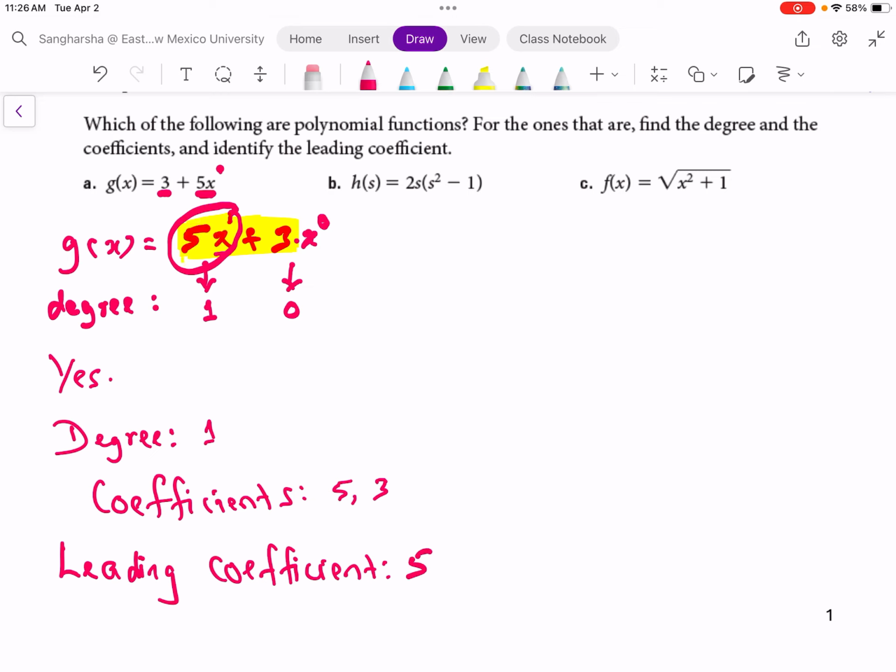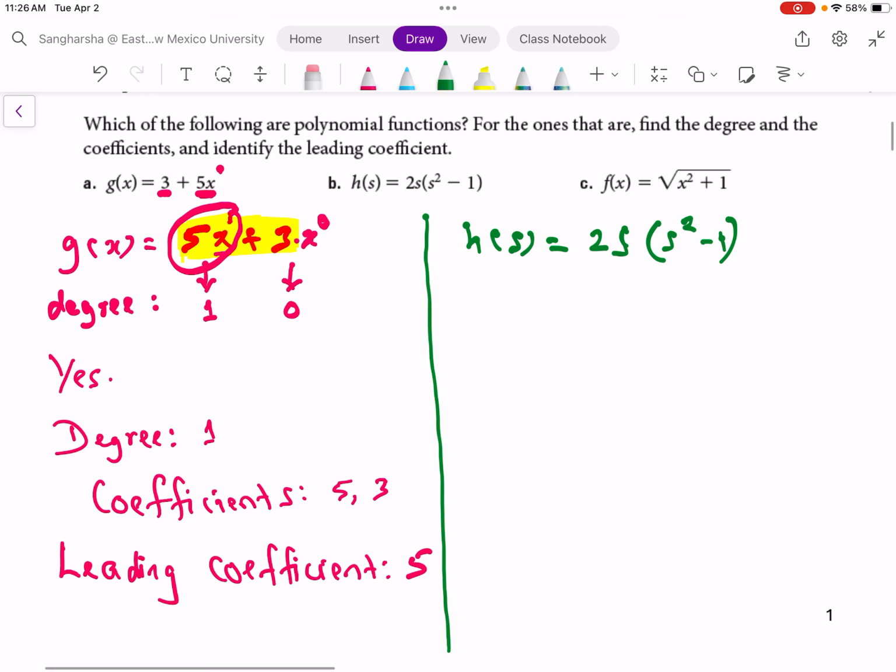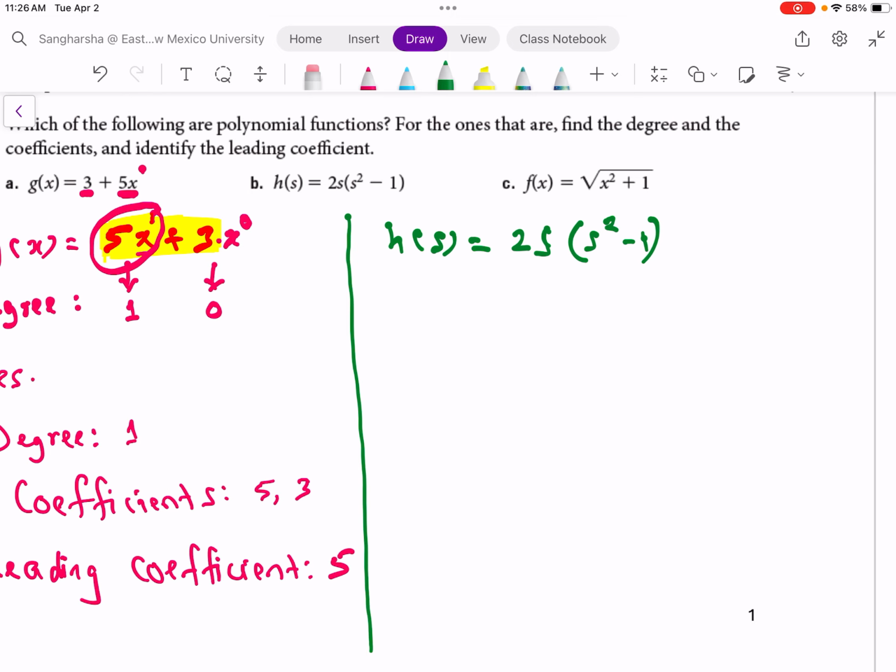Now similarly, let's go to the next function, number b. Let's rewrite this at first. We have h of s equals 2s times s square minus 1. So how can we write this in the standard form of a polynomial function? What do we need to do? We distribute. Okay, that's right. So let's distribute 2s over s square and -1. 2s times s square is 2s cube. 2s times -1 is -2s.